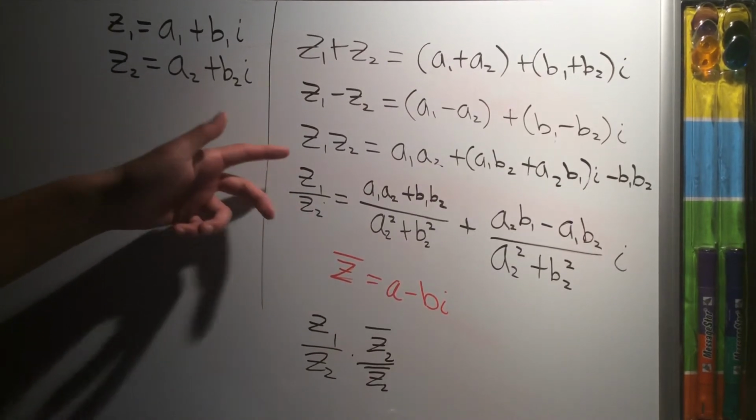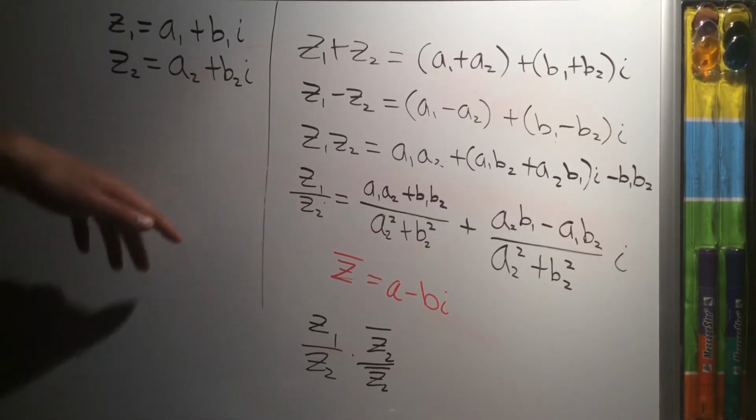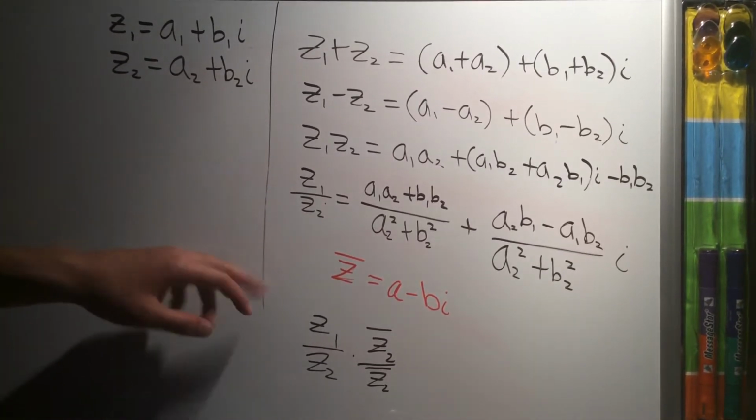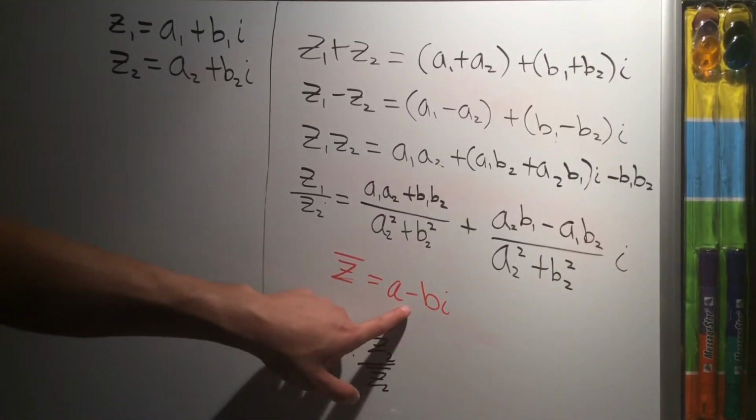Division is a bit more complicated, but first let's talk about the conjugate. Now z with the horizontal bar on top is what we say is the conjugate of z. That's equal to a minus bi. The sign changes in the middle.